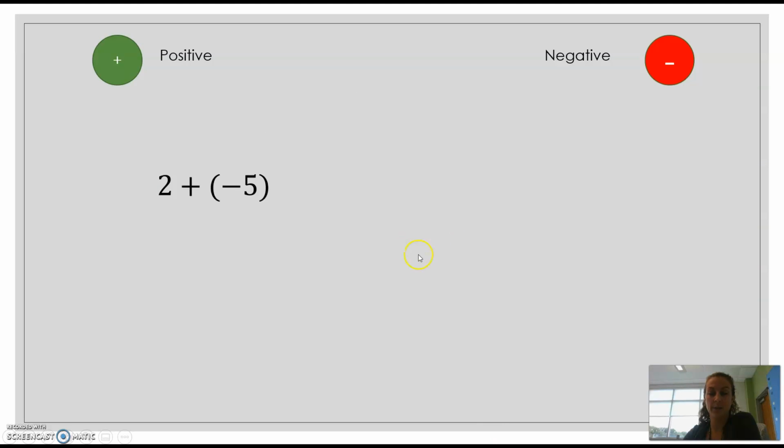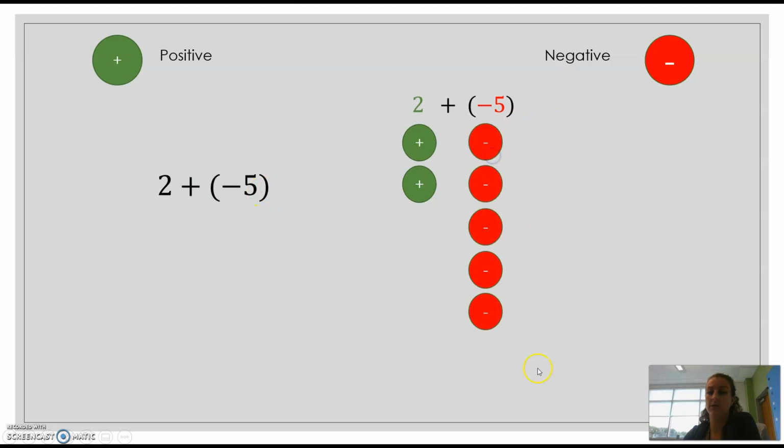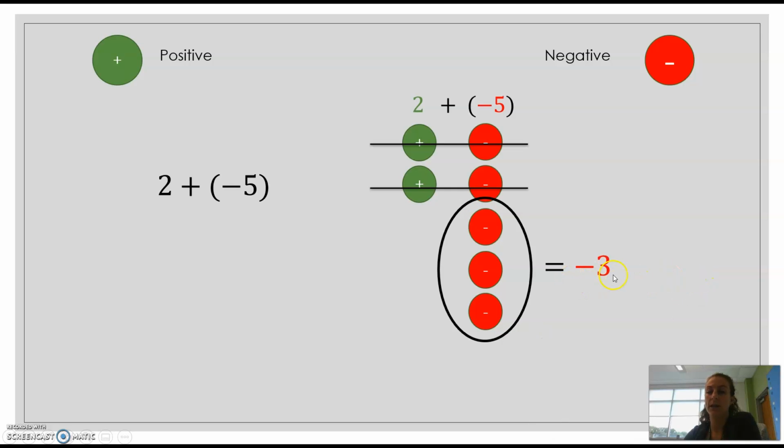Let's take a look at another example. What about 2 plus -5? How do I represent 2? Well, it's positive, so I have my 2 positive counters and 5 negative counters. And then think, do I have any 0 pairs? Is anything canceling itself out? So these would cancel each other out. These ones would 0 pair and cancel each other out. What do I have left over? I have 3 counters left over, and all 3 are negative. So my sum would be -3.